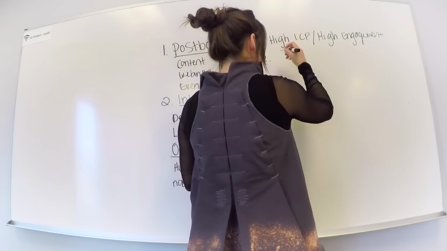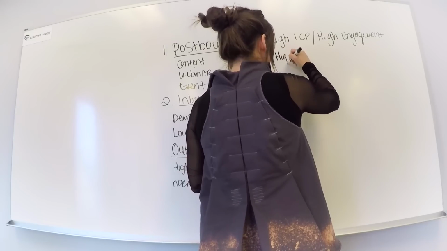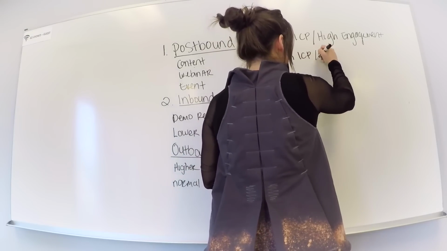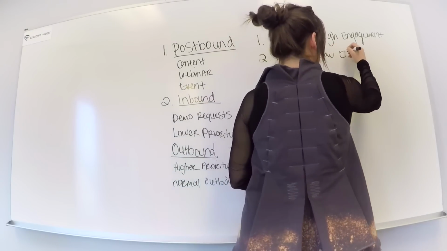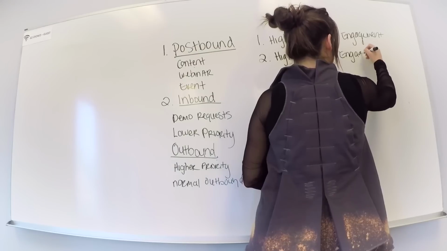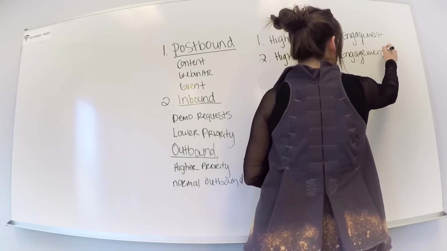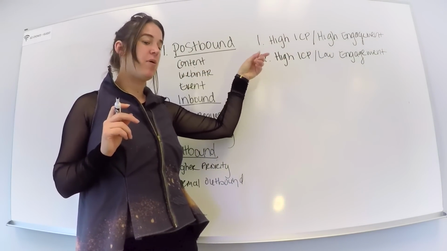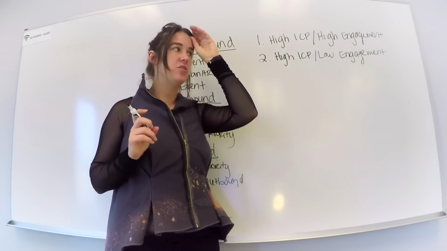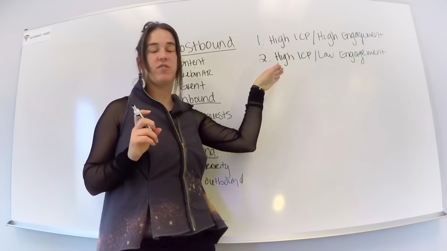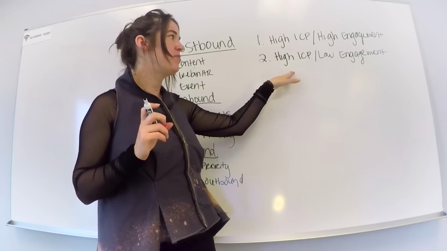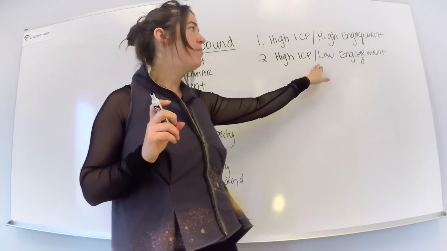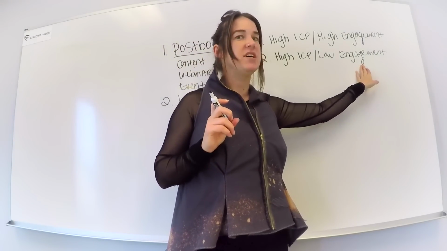The second sequence is going to be high ICP, low engagement. So this is someone who is, again, a part of a company that you really want to talk to. They are the ideal customer in terms of their role. This is someone that you really want to hunt. But maybe they aren't downloading as much of your content.